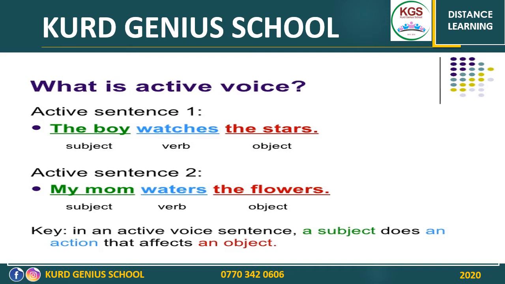So in an active voice sentence, a subject does an action that affects the object. So before talking about passive voice sentences, you have to know what active sentence is. And as I explained now, active sentence is the sentence that we have a subject and the subject does the action of the sentence.